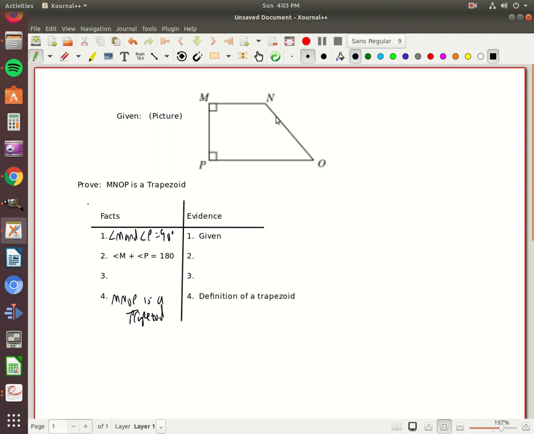I hope we can all agree to that. And as a matter of fact, that's probably what I'm going to prove right here, right? MN is parallel to OP. I'm going to have to prove that that's true. And then I can say that they're a trapezoid because that's the definition of a trapezoid. Hey, look, I proved these lines are parallel, so that means that this shape is a trapezoid. So I know all of my facts. Now I just need to give some evidence, right?